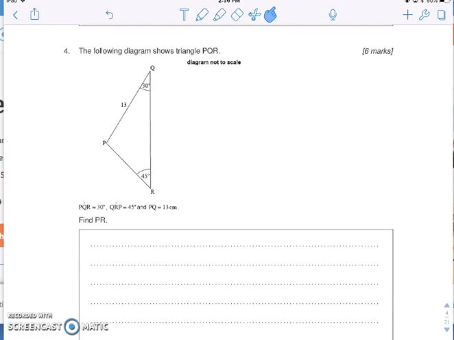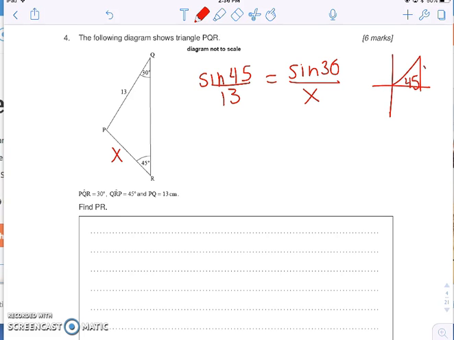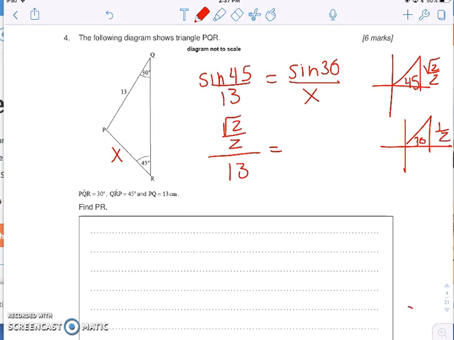This next one here, the following diagram shows triangle PQR. So we have everything labeled. Find PR. Well, this one I notice is a law of sines question. So the sine of 45 over 13, sine of 30 over x. Sine is our y value, so root 2 over 2 over 13 equals the sine of 30. Opposite 30 is half, so half over x. So solve this, times 13 and x.